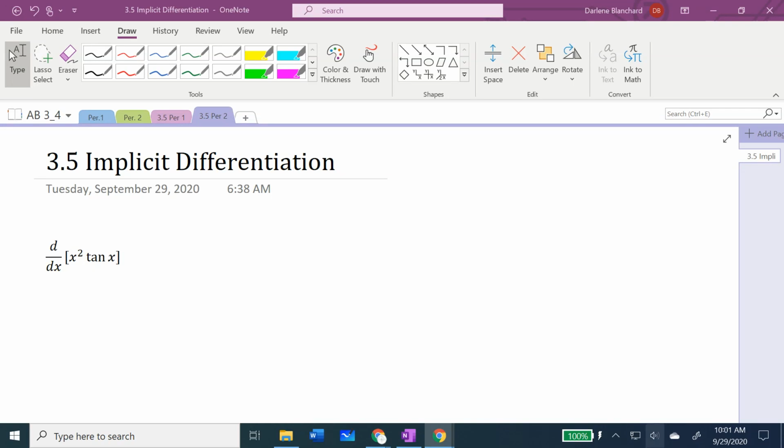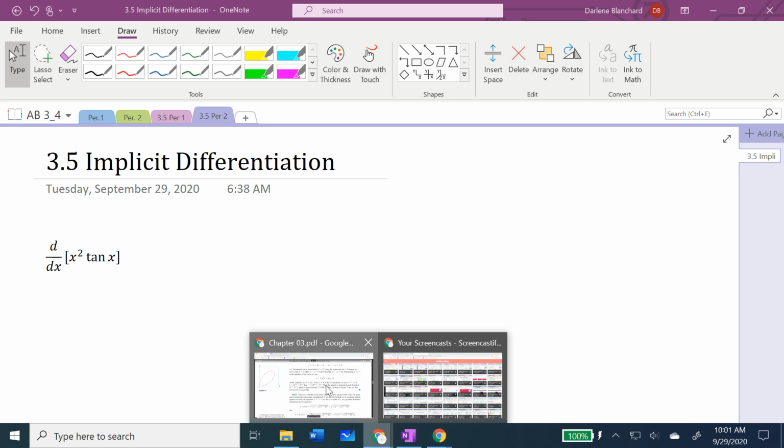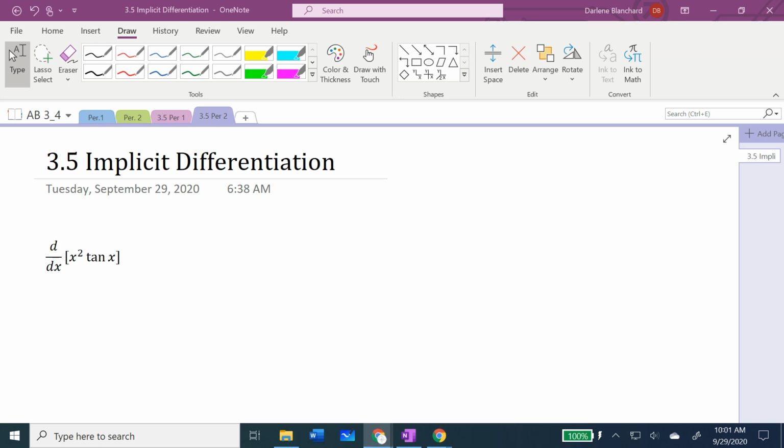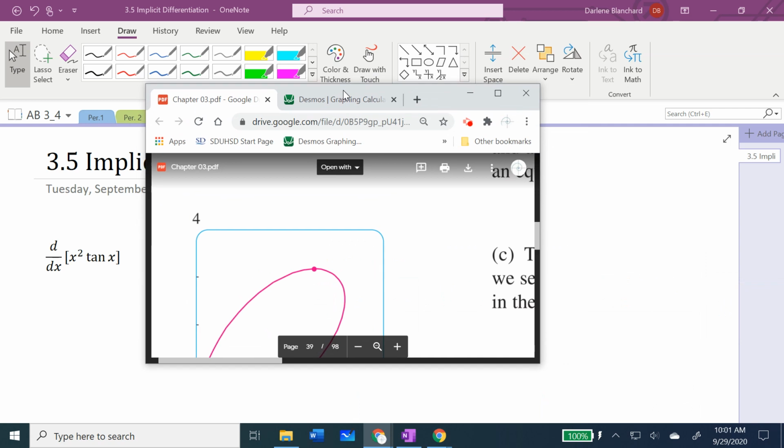Yay, implicit differentiation. Now, know that this is a very, very big deal. You want to understand this and pay attention at the very beginning of this and really understand, because often you are not going to be dealing with functions. Let me explain. I'm going to bring the textbook over to show you.